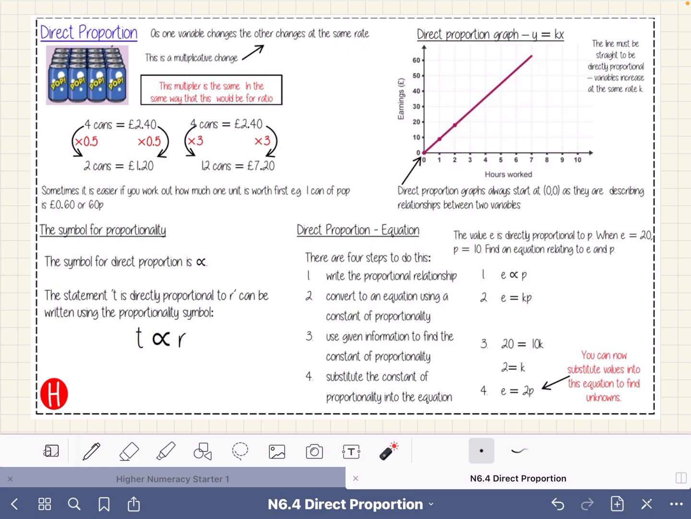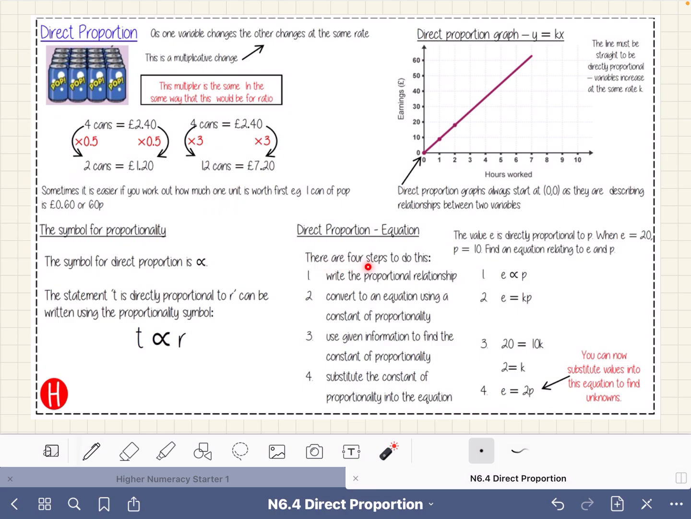So for example, as the hours worked increases, the earnings increase at the same rate here. It'll always be a straight line for direct proportion, and it will always begin at 0, 0. Today's lesson is about being able to form an equation to be able to work with direct proportion rather than represent it as a graph or represent it as a kind of a ratio.